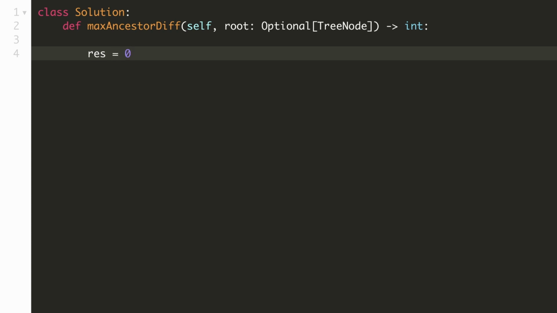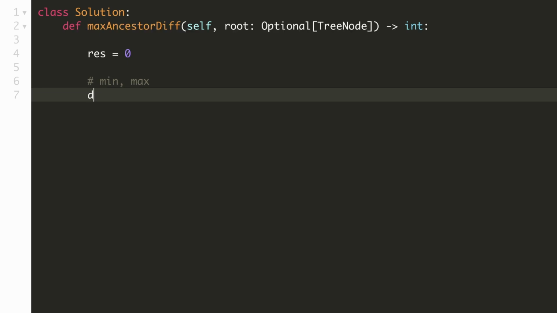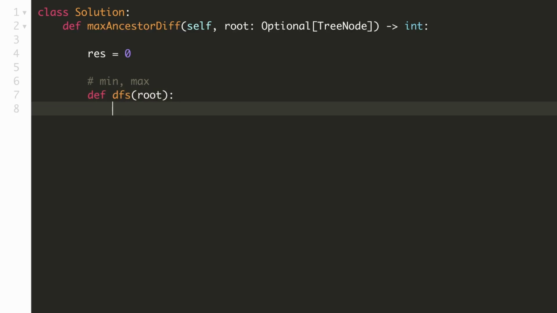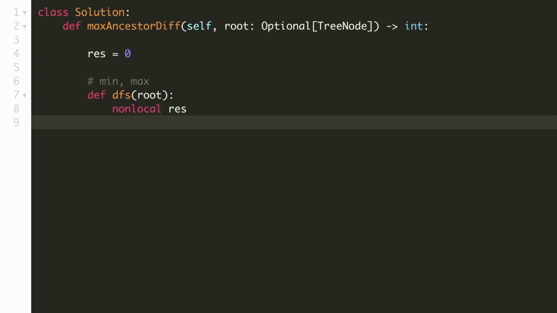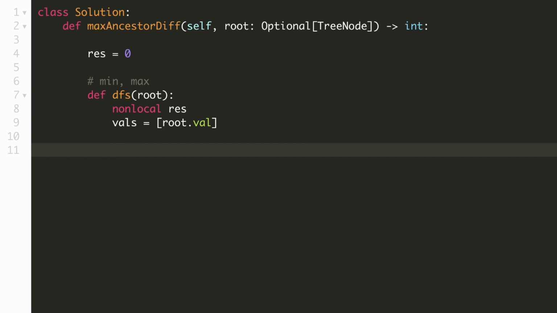We can initialize our result to be 0. We'll have to write a DFS function which returns two things, the minimum and the maximum of that subtree. Firstly, we'll define our result variable to be non-local so that it can be used in this recursive function. We are interested in the value of the node itself and the minimum and the maximum of the left and the right subtree. So let's keep an array to store these 5 values so that the code will be easier. We'll initialize it with the current value.